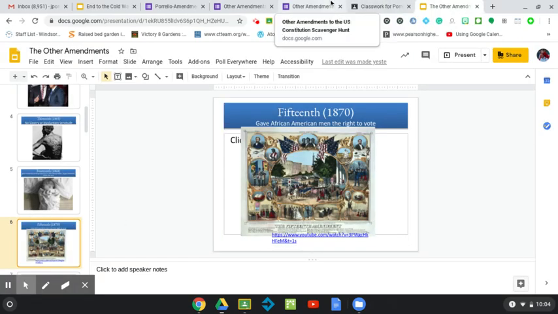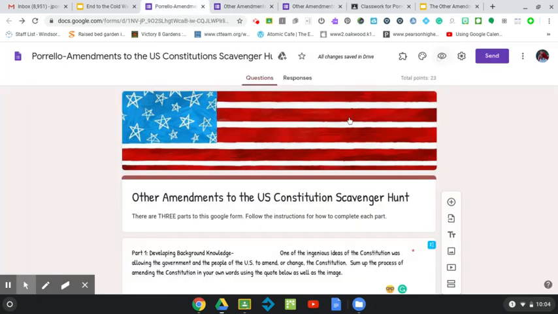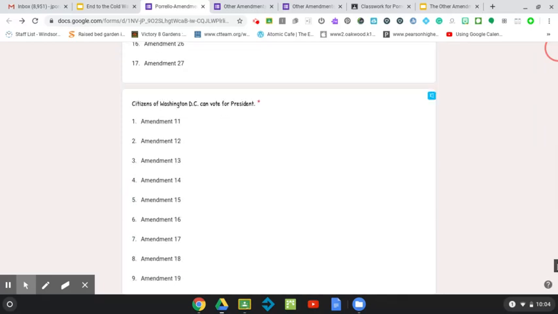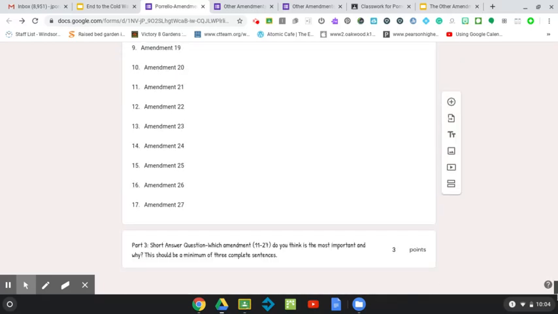Okay. From there, the last part of this, part 3, is a very simple wrap-up question. And it's worth 3 points. It should be a minimum of 3 complete sentences. So just based on what you learned about today, which of the amendments, 11 through 27, do you think is the most important, and why do you think that is the most important? So if you think that Amendment 19, which gave women the right to vote, is the most important, the first sentence would be, I think Amendment 19, which gave women the right to vote, is the most important.